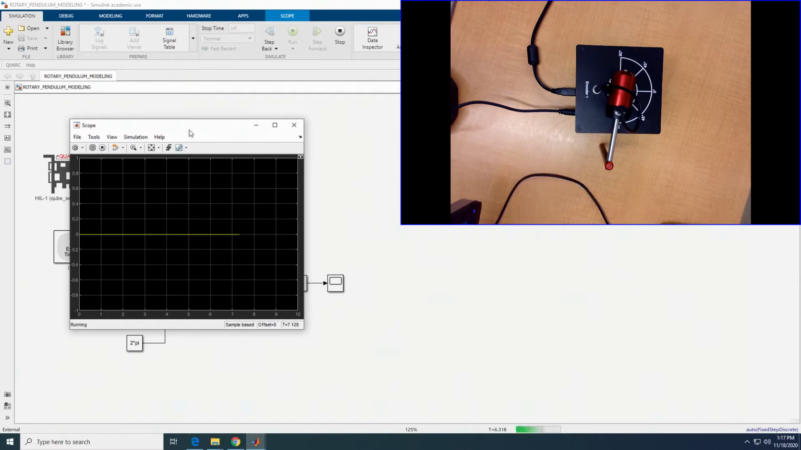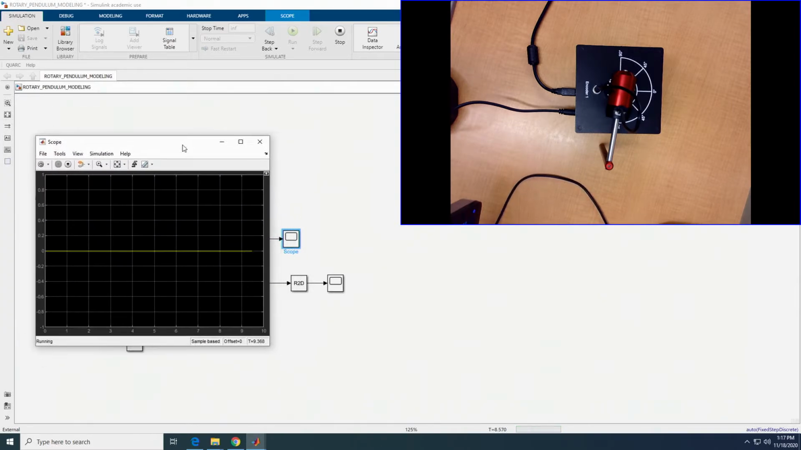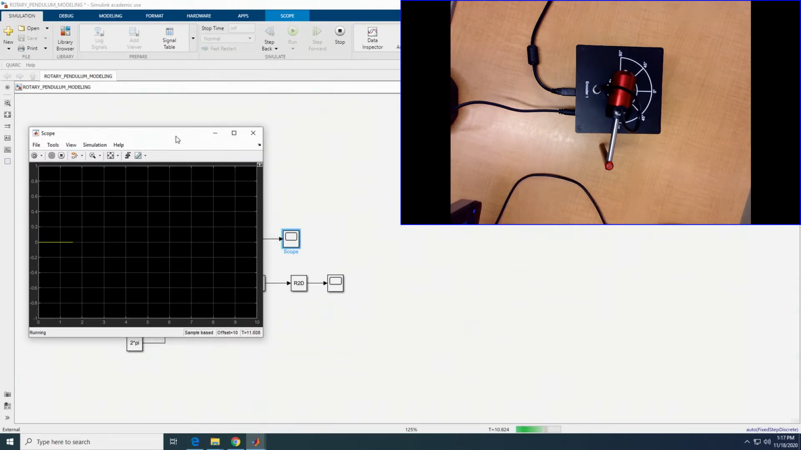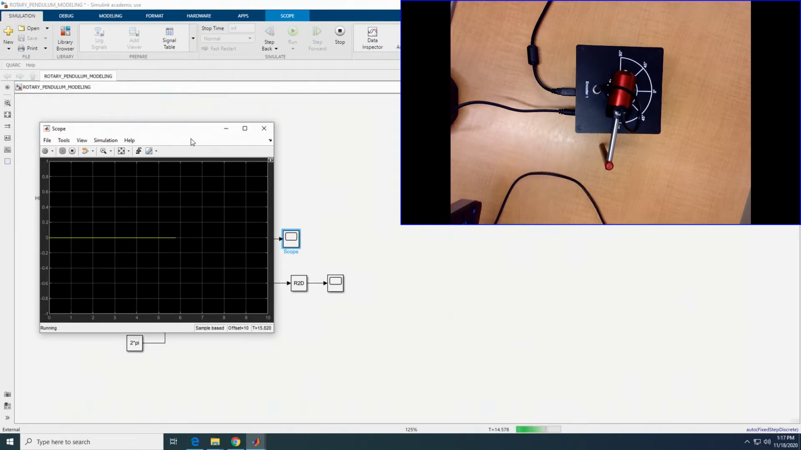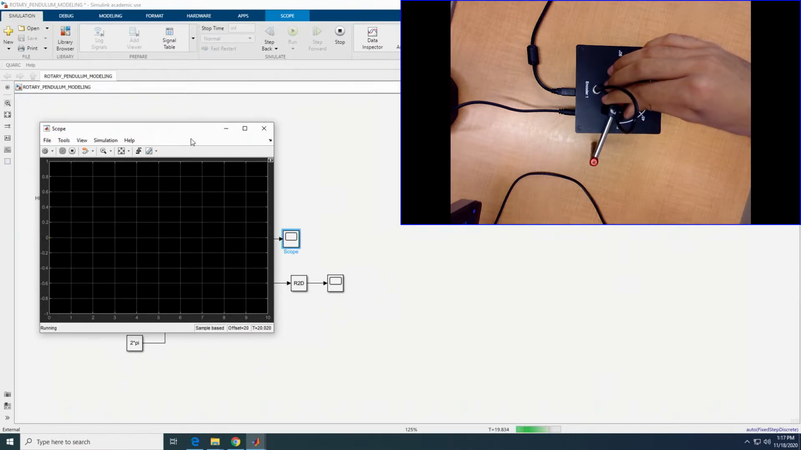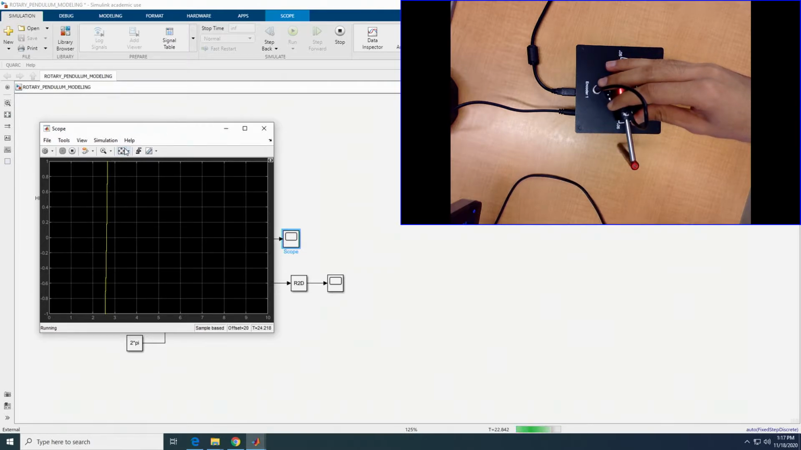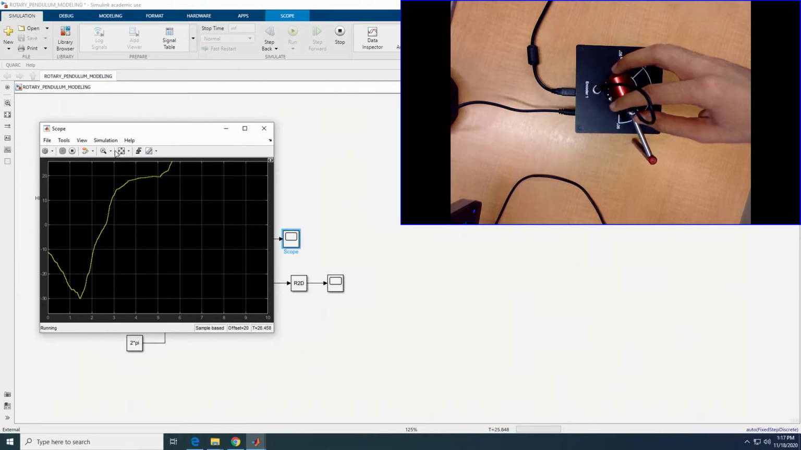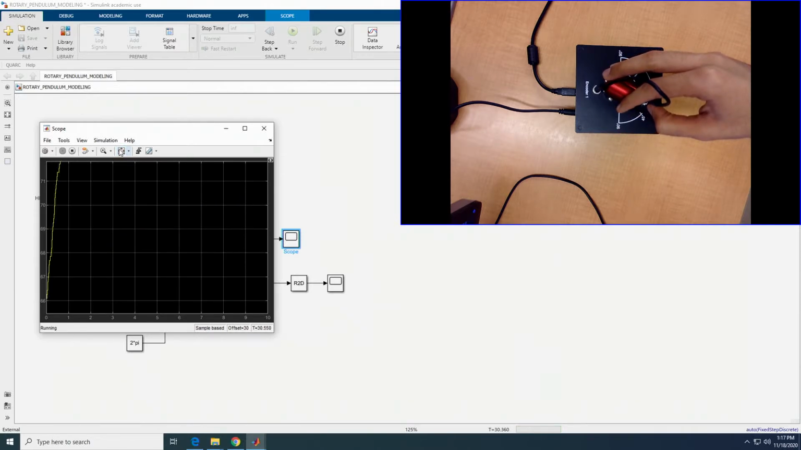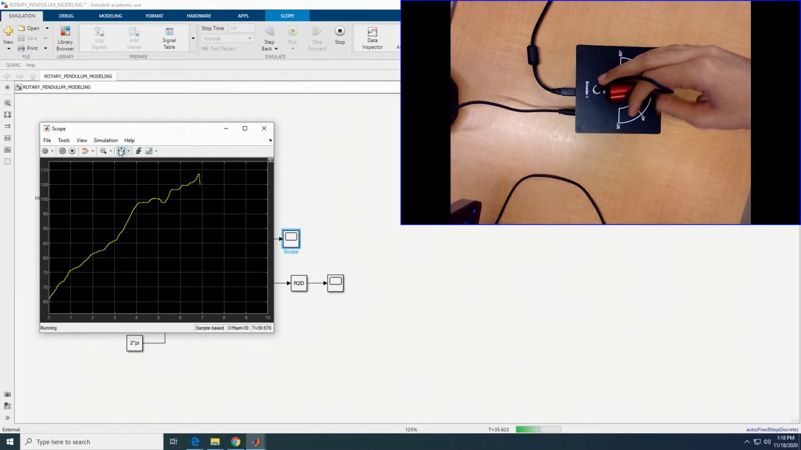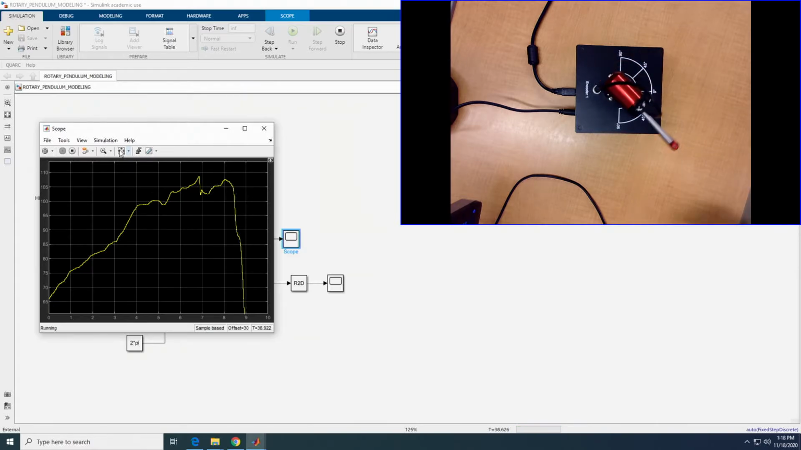So let's see if the readings are now following the conventions that we have or not. First, I'm going to look at the angular position of the arm. I'm going to rotate it counterclockwise. As you can see, the readings are positive and increasing as I rotate the arm counterclockwise.